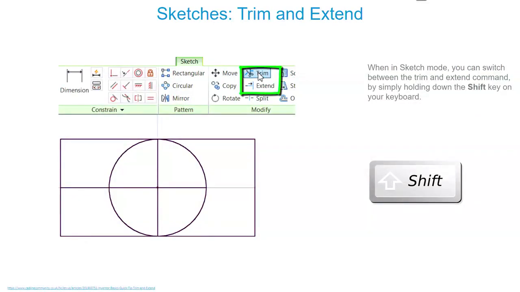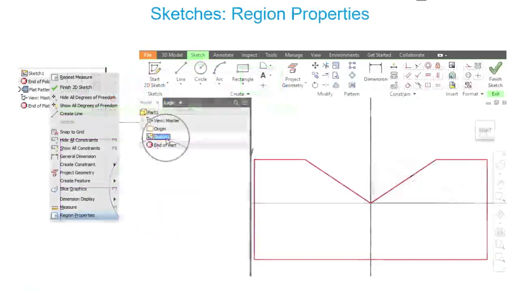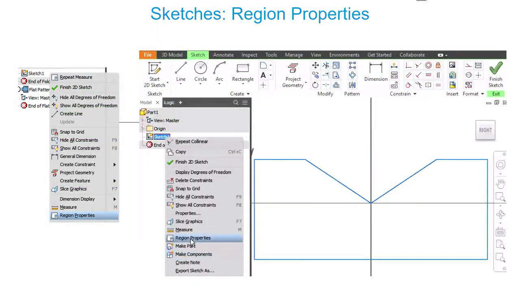Okay, trim and extend. You can reverse the behavior of the trim and the extend command by holding down Shift. So if you're in the extend command and you hold down Shift, you can trim. And if you're in the trim command and you hold down Shift, you get the other way around, you get it.